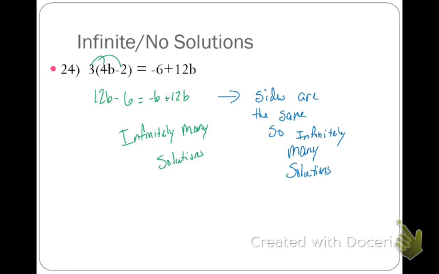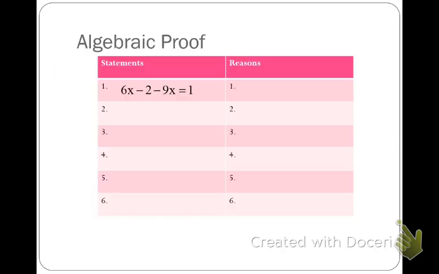Another way to look at this is if your left-hand side and your right-hand side are exactly the same, then we're going to be in a situation where we have infinitely many solutions. Okay? And so we can write that out and move on.